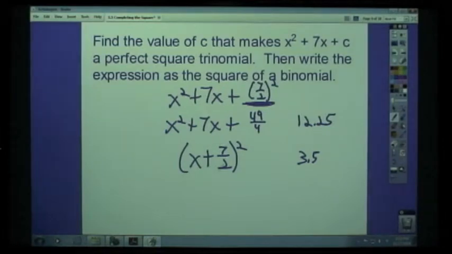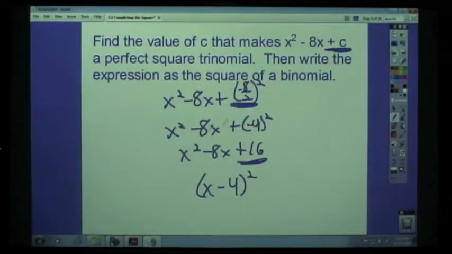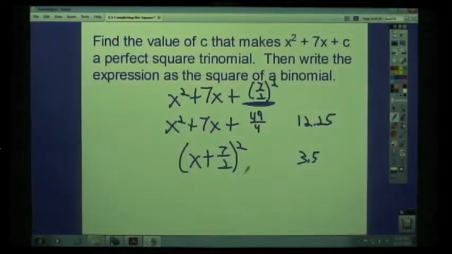So when you split this up, just like we did before on the last page, the negative 8 divided by the 2 gave me the negative 4. That also ends up being down here. Same thing happens here. The 7 divided by 2 also ends up being here.